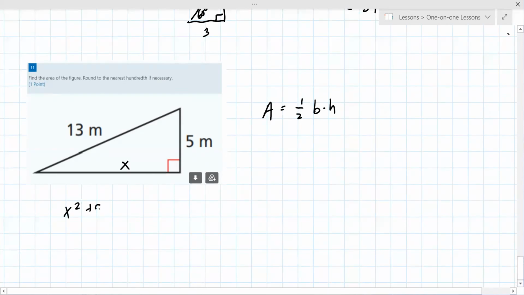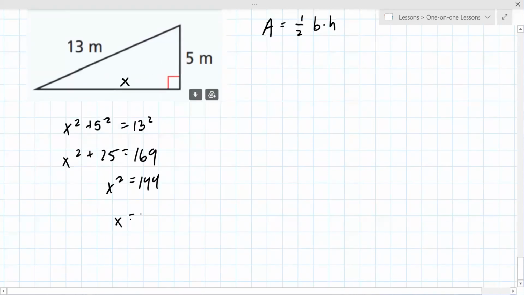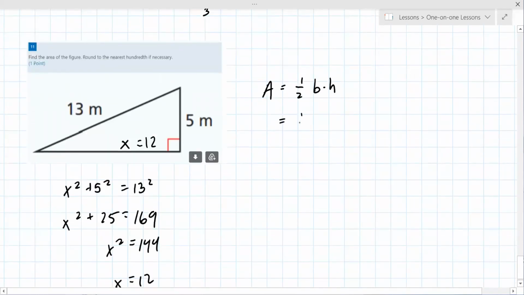X squared plus 5 squared equals 13 squared. X squared plus 25 equals 169. X squared equals 144. So x equals 12. This is another Pythagorean triple. So whether you want to call 12 the base and 5 the height, or switch them around, you're going to multiply those two numbers together. 1/2 times 12 times 5 equals 30 meters squared as your final answer there.